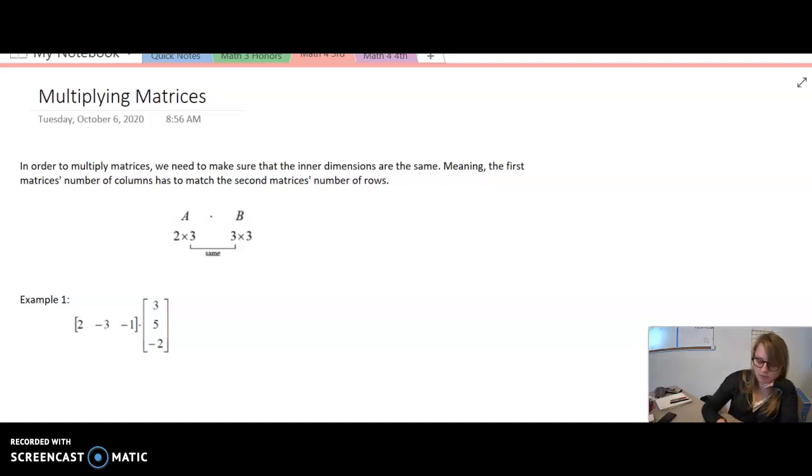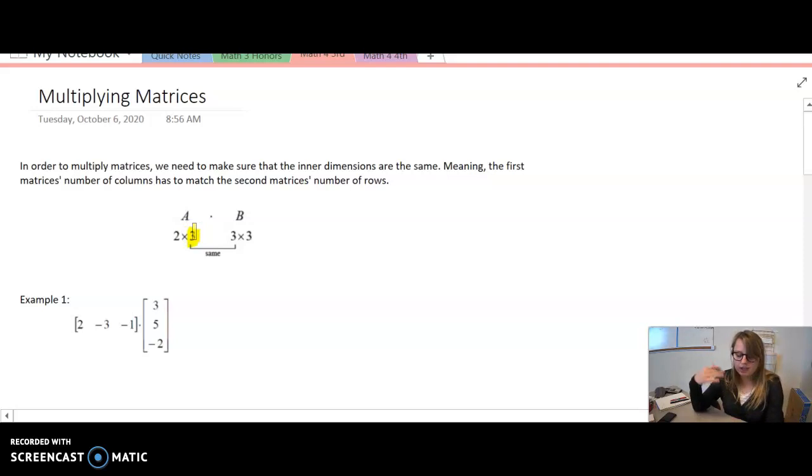So let's look at this below. We have A times B, with A being a matrix and B being a matrix. A has 2 rows and 3 columns, so that 3 is what matters. And then matrix B has 3 rows and 3 columns, so this number right here is the important one. Because those 3's are the same, we can multiply those matrices, and we are allowed to.